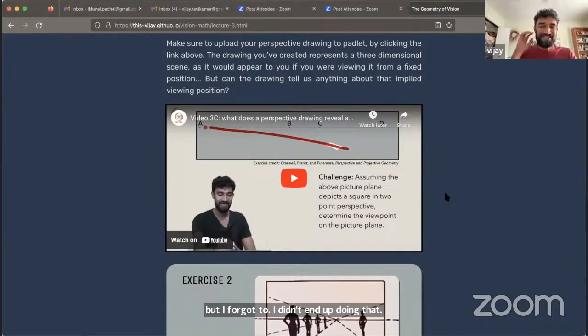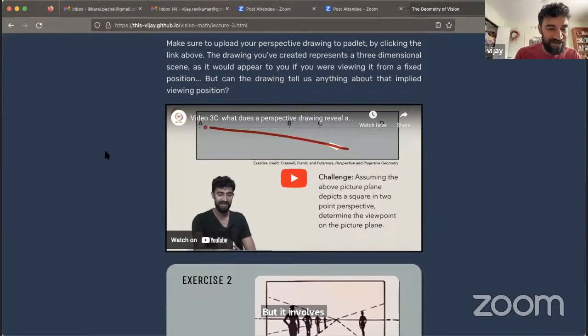Okay. So this is a very good question. This one is a bit tricky. But first I'll answer Manmohan's question about the same problem: 2-point perspective of a square. What exactly does that mean?